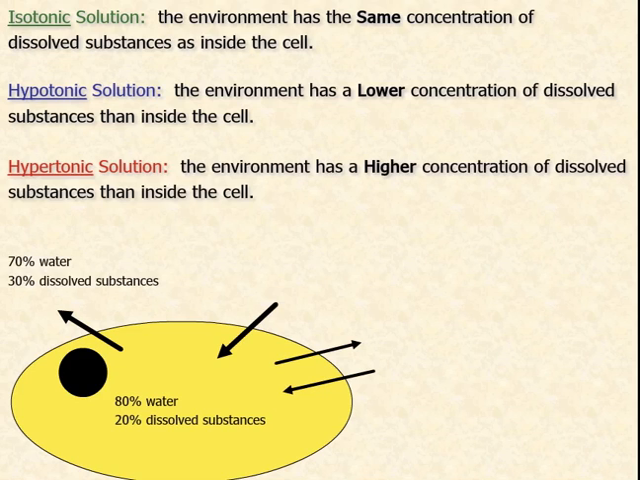Now a cell could be placed in another situation. It could be placed in a hypertonic solution. Hypertonic means that the environment has a higher concentration of dissolved substances than inside the cell. Look at the outside of the cell. It has 30% dissolved substances. Inside has only 20. What is important here, though, is the water concentration. There's only 70% water concentration on the outside and 80% inside. So inside, there's a lot of water pressure in comparison to the outside, and that causes the water to leave the cell. A cell placed in this environment is going to start shrinking. Water is going to leave it.